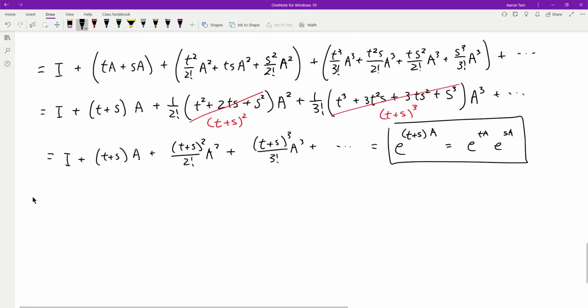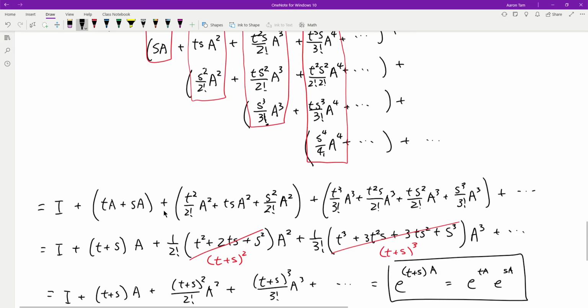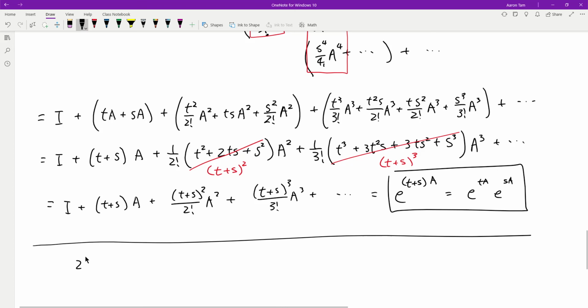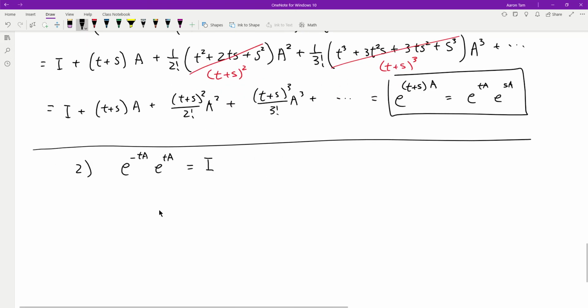Now, to prove property number 2, wait, did I use 2 or B? 2. So to prove property number 2 is actually pretty simple. We simply have to prove that e to negative tA times e to tA would equal the identity matrix. So the easiest way to do that is to simply replace our previous proof with negative t in place of s. So therefore, I can say this is basically what happened. e to negative tA times e to tA would basically equal e to negative t plus t of A.